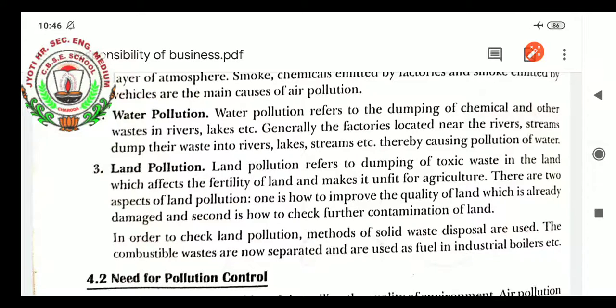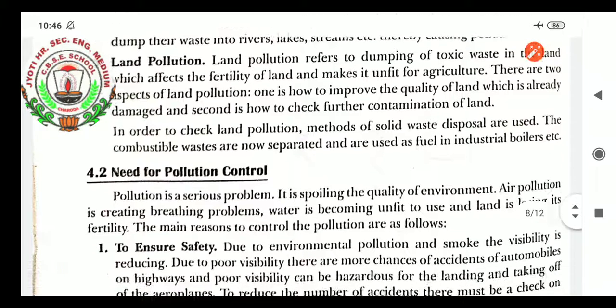There are two aspects of land pollution. One is how to improve the quality of land which is already damaged, and the second is how to check the contamination of land. In order to check land pollution, methods of solid waste disposal are used. The combustible waste is separated and used as fuel in industrial boilers, etc.